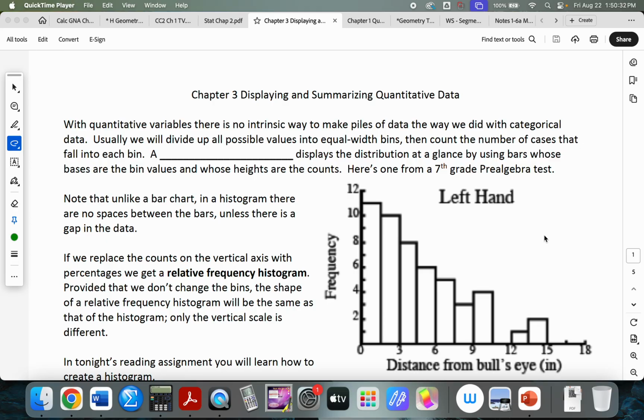Okay, so with quantitative variables, there's no, when you say intrinsic here, I would ask him to add that to his list. Does he know what intrinsic means?